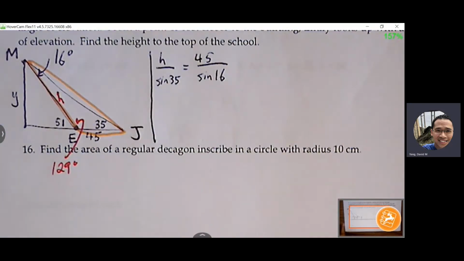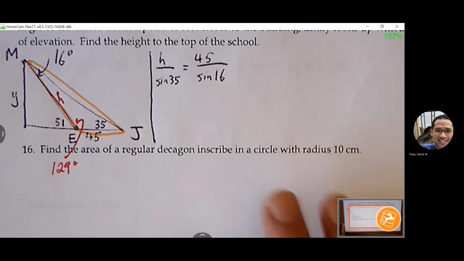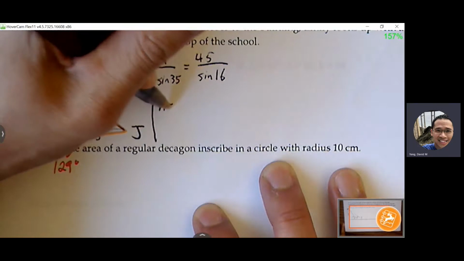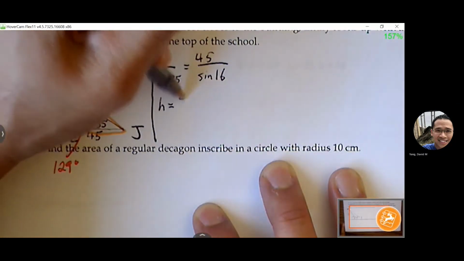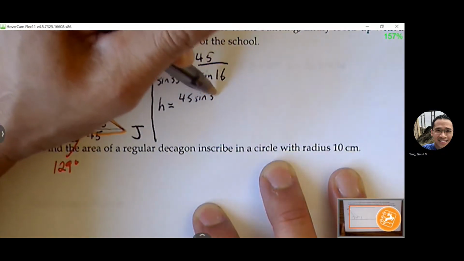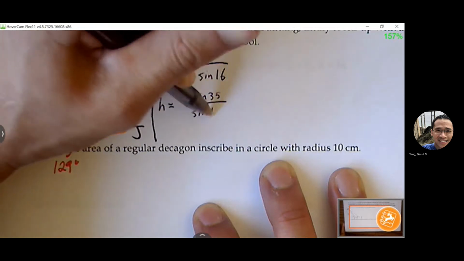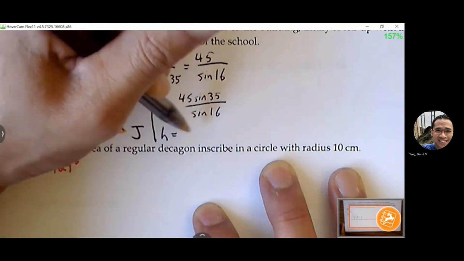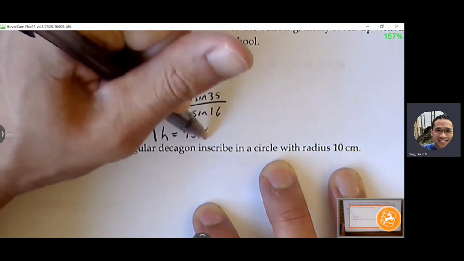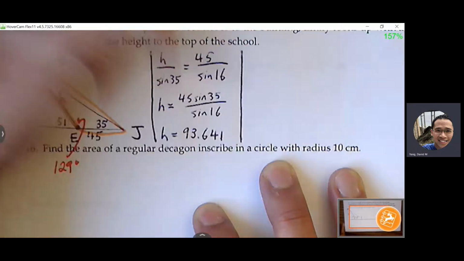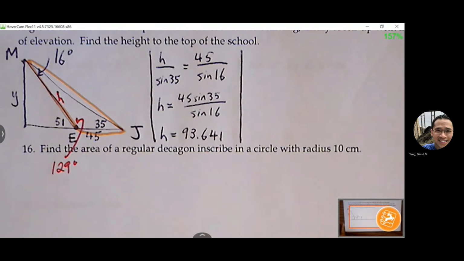Okay, you guys set it up this way. H over sine 35 equals 45 over sine 16. Cross multiply, solve for h. Okay. Questions so far? Good. We're halfway there.